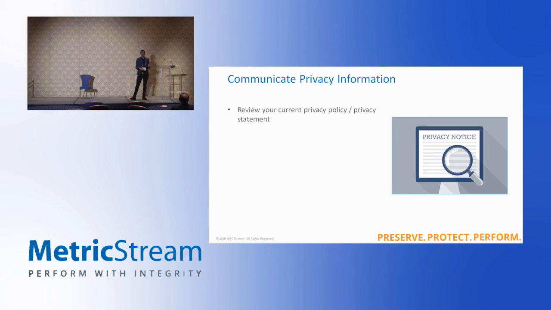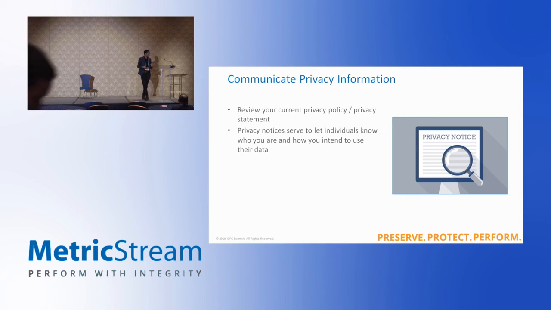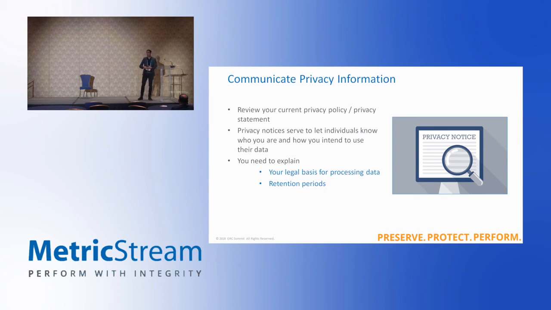Also, communicate your privacy information. Review your company's privacy information. It's going to become incredibly important, not just to look transparent, but to actually be transparent. It serves to let the users of your information know exactly who you are, where you stand, and how you intend to use their data. If you didn't know, what you need to explain is your legal basis of processing the data, as well as your retention period, or how long you're going to keep that data for. And it lets individuals know where to complain if they need to.